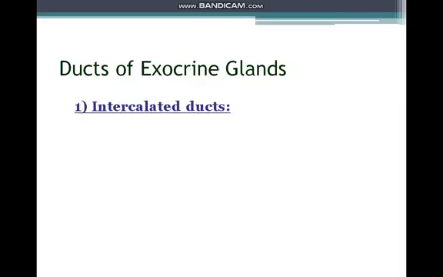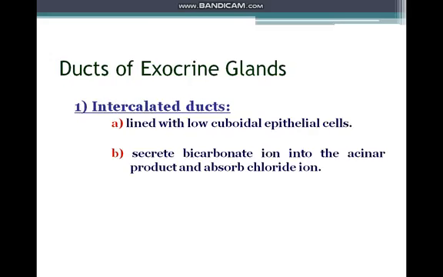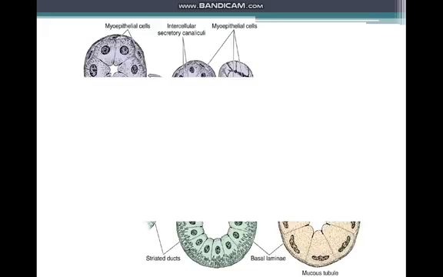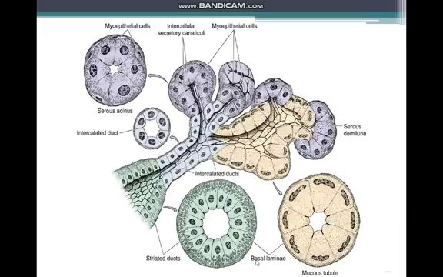The ducts of exocrine glands are divided, starting from the smallest one, called the intercalated duct, which is lined by cuboidal epithelium, and they modify the content of the secretion by secretion of bicarbonate ions and absorption of chloride ions. They are found in serous and mixed glands, and rarely found within the mucous glands. Here we have a figure of the duct system, starting from the acinus.